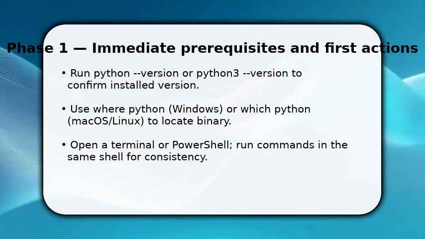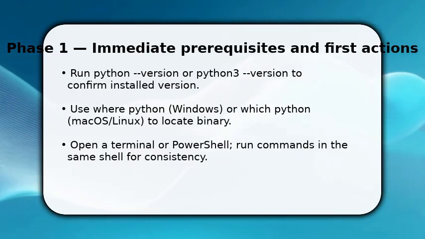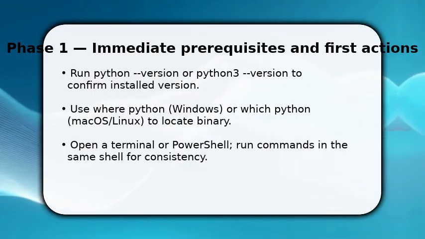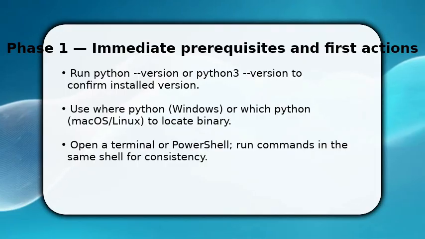You start by confirming Python is installed and where the shell points to it. Open your terminal or PowerShell and run python --version or python3 --version to see the version. This tells you which executable to find. Once done, run where python on Windows or which python on macOS/Linux to locate the binary path.